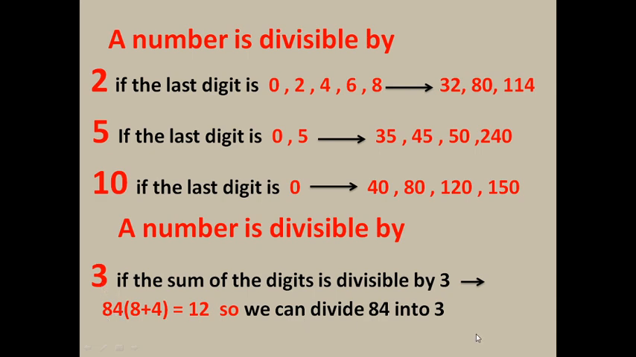For example, if you have 12, add 1 plus 2, it equals what? 3. So you can divide 3 by 3, which is 1. So 12 is also divisible by 3, meaning we can divide 12 by 3 without any remainder. And we can divide 84 by 3 without any remainder.